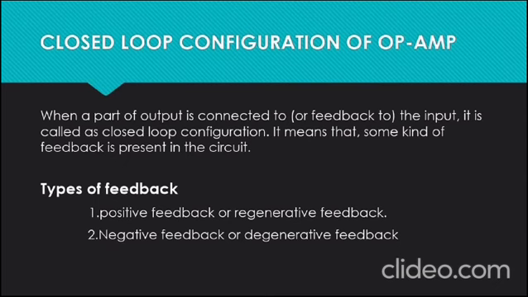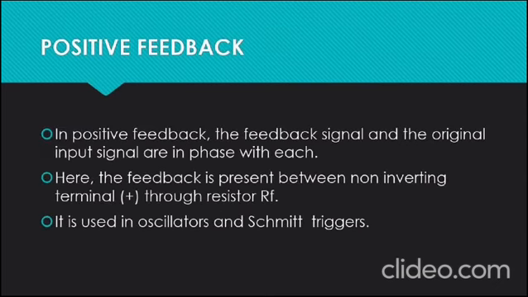Then briefly explain the types. First one is positive feedback. In positive feedback, the feedback signal and the original input signal are in phase with each other. Here, the feedback is present between output and non-inverting terminal through the resistor RF. It is used in oscillators and Schmitt triggers.